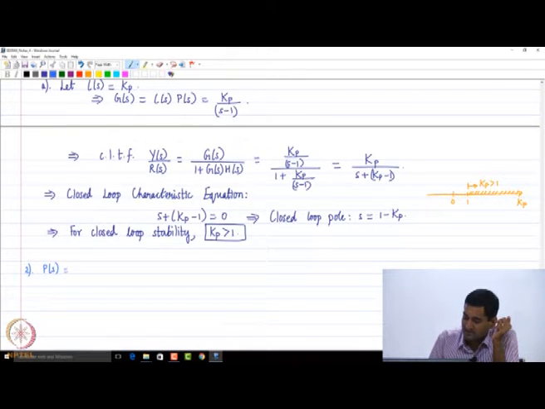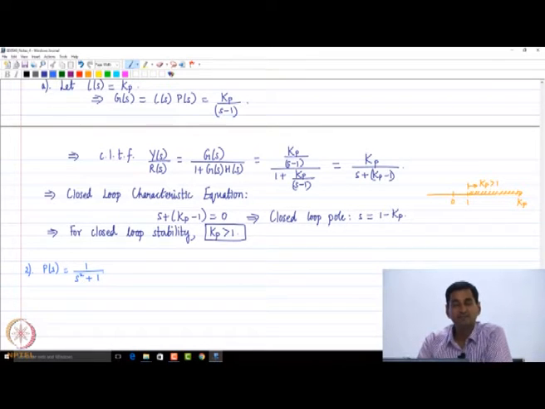So let us say as a second example, we want to choose the plant transfer function as s squared plus 1, right? So is this plant stable? What is the order of this plant? Second order, right? So is it bounded input, bounded output stable?